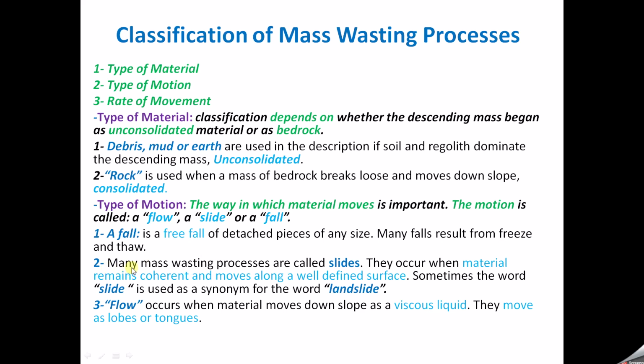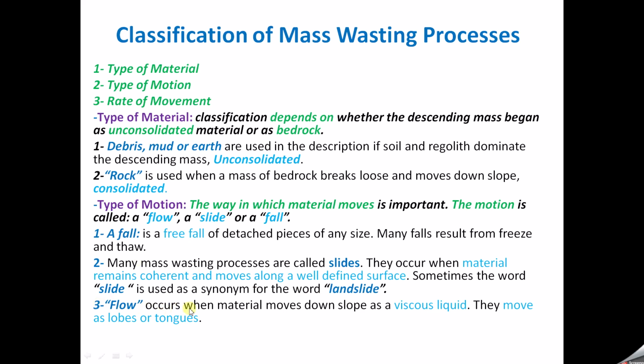Number two, slides. Many mass wasting processes are called slides. They occur when material remains coherent and moves along a well-defined surface. So for a fall, you don't need a defined surface, but for sliding, you need coherent material and a defined surface. Sometimes the word slide is used as a synonym for the word landslide.